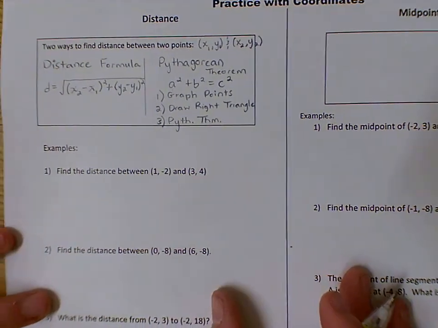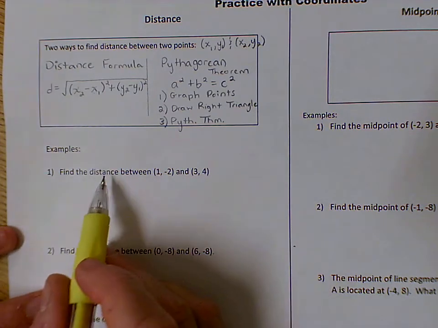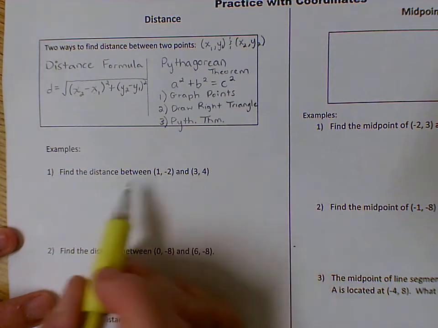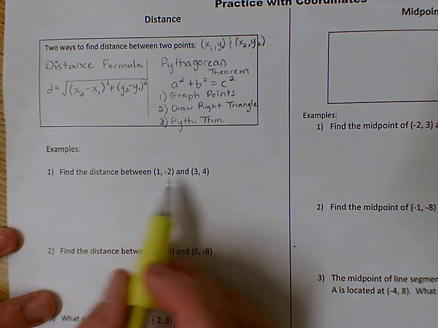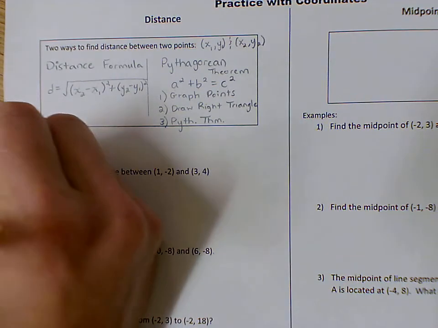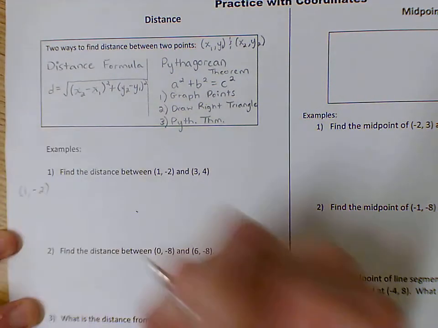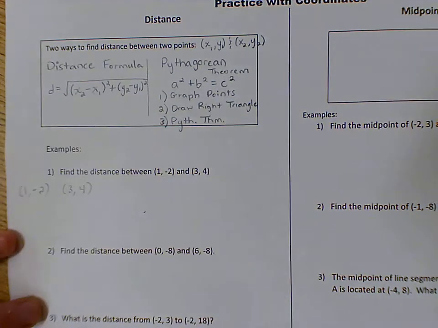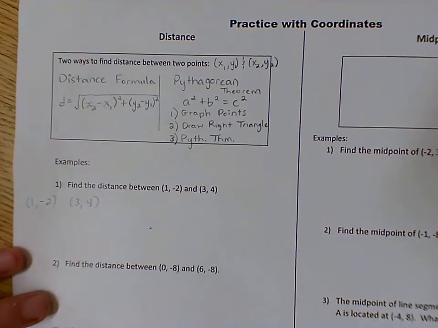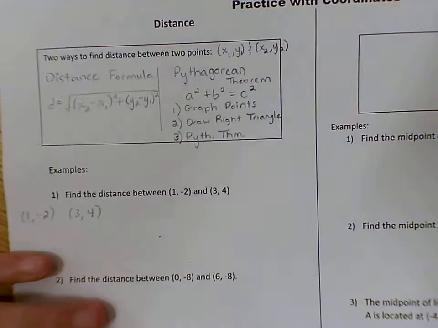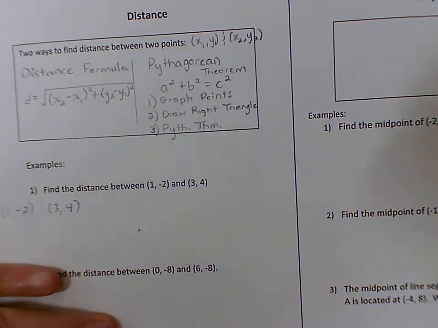So for number 1, it says find the distance between the points (1, negative 2) and (3, 4). Okay, well, if we were using the distance formula, I would take my 2 points and label them. So I'm just going to copy my 2 points over here. So we're finding how far the point (1, negative 2) is from (3, 4). Okay, let me adjust this so you could see it maybe a bit better. It's kind of blurry, so I'm sorry.